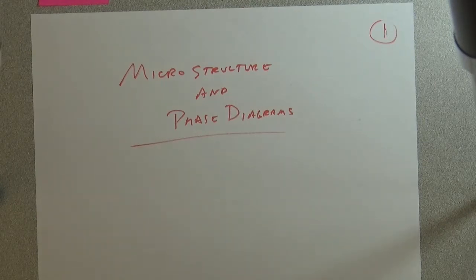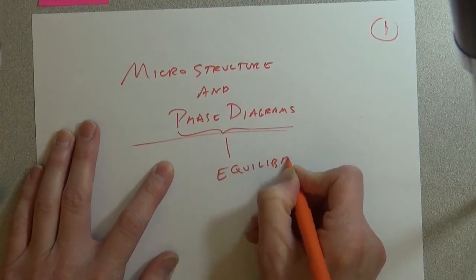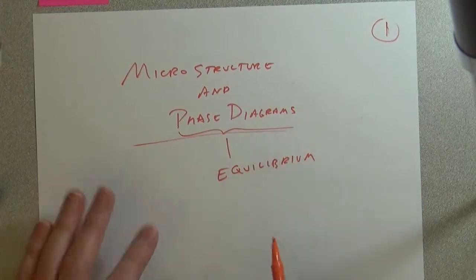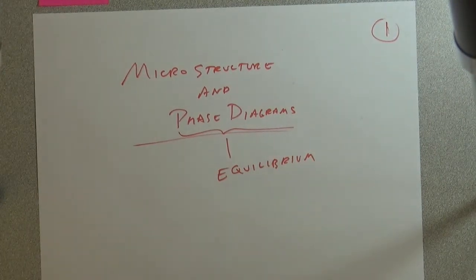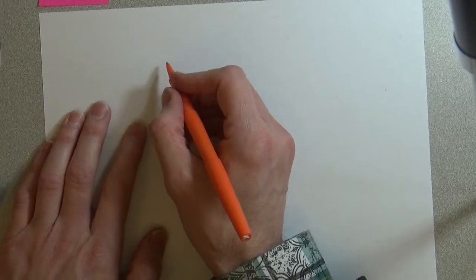However, we can use these equilibrium phase diagrams, and that's an important equilibrium. We can use our equilibrium knowledge and combine it with what we know about kinetics and get an idea of what the microstructure will look like based on these equilibrium inputs. So let's start with the simple isomorphic alloy.